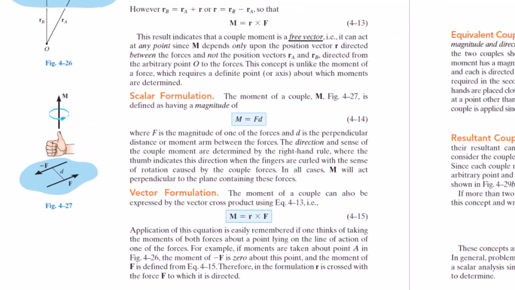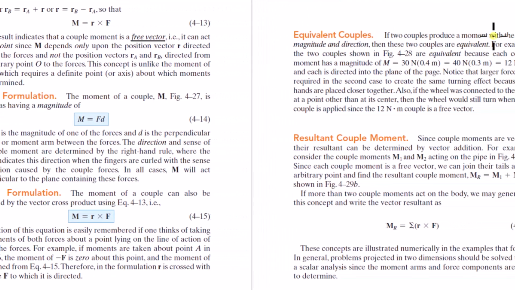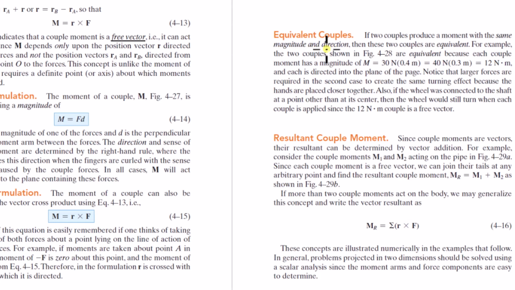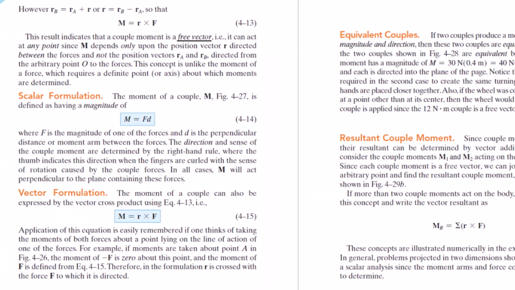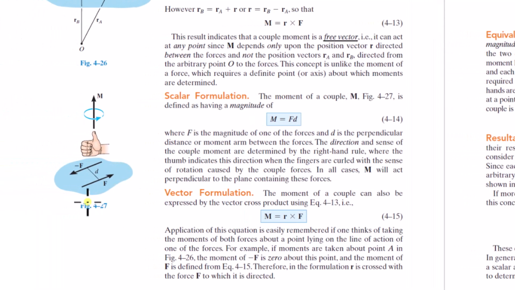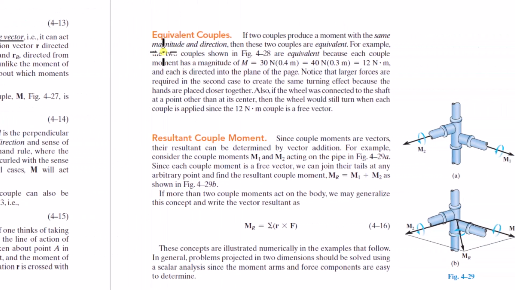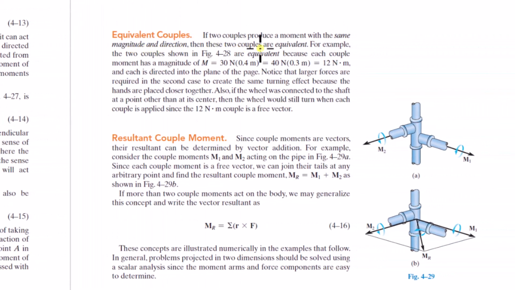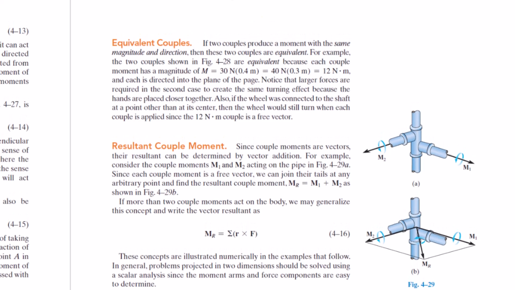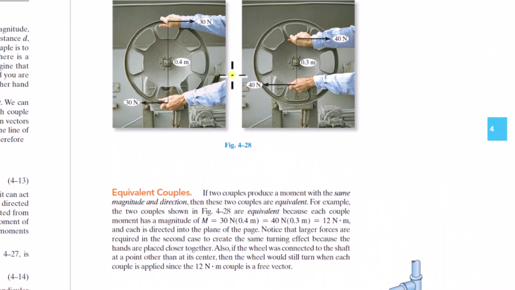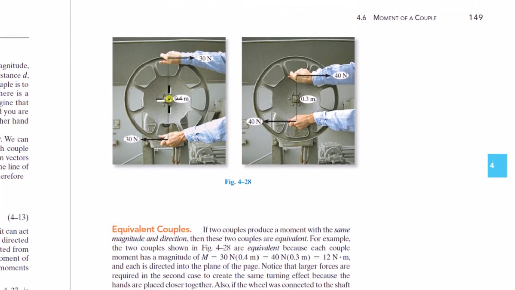Okay. If two couples produce a moment with the same magnitude and direction, they are considered equivalent. So remember, a couple can be in any orientation, so a couple moment vector can be in any orientation in 3D space. They give this example here. These two are equivalent because whenever you reduce the moment arm, you increase the forces.